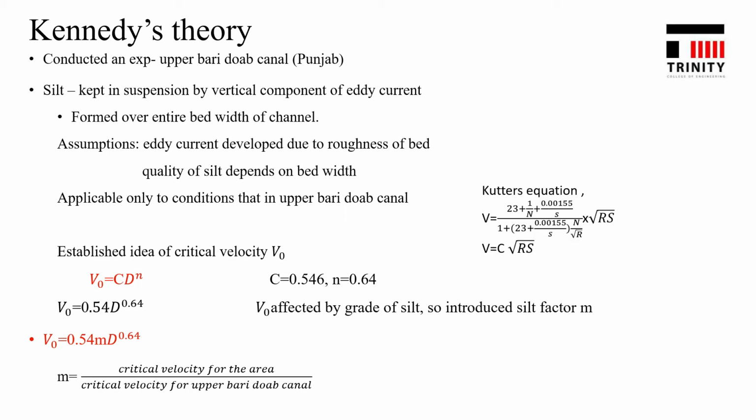Next, he uses Kutter's equation for finding out the mean velocity V, that is V is equal to (23 plus 1 by N plus 0.00155 divided by S), the whole divided by (1 plus (23 plus 0.00155 divided by S) into N by root R), into root RS, that is V is equal to C into root RS.